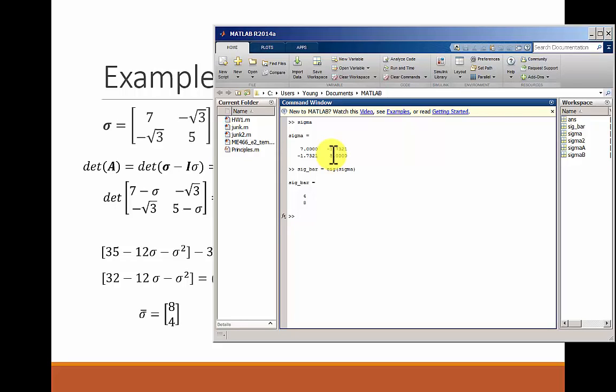Notice that although we got the same answer, 4 and 8, MATLAB is always going to give the minimum first and move up to the maximum. So as you give answers to me, always switch the values of what MATLAB gives you so that you're giving me the maximum first. Your principal stress is the highest stress, and in our case, it's 8.